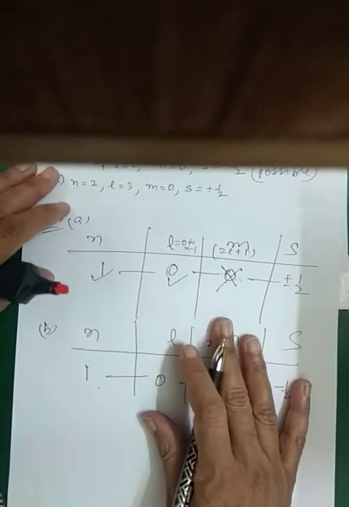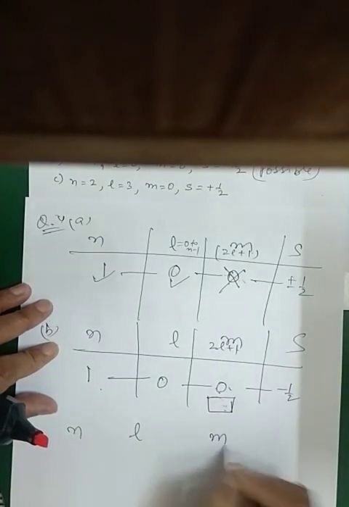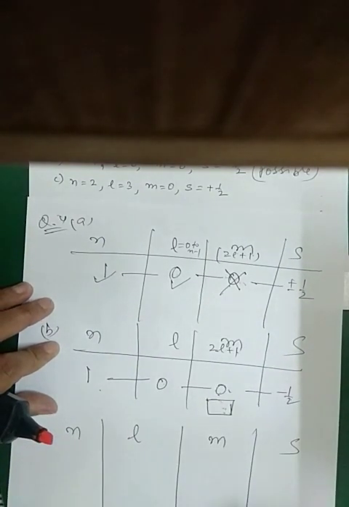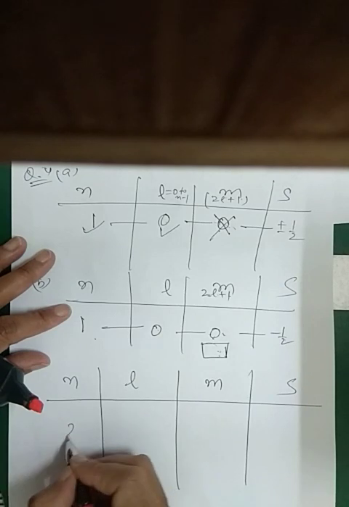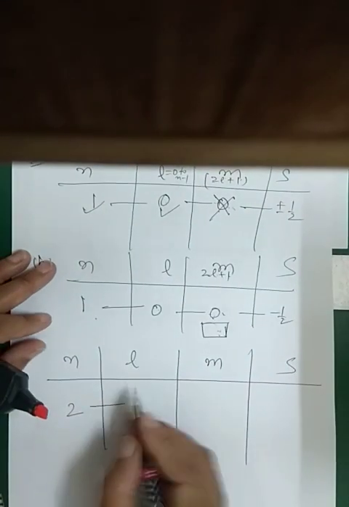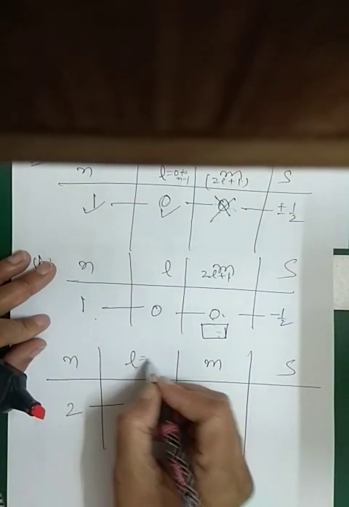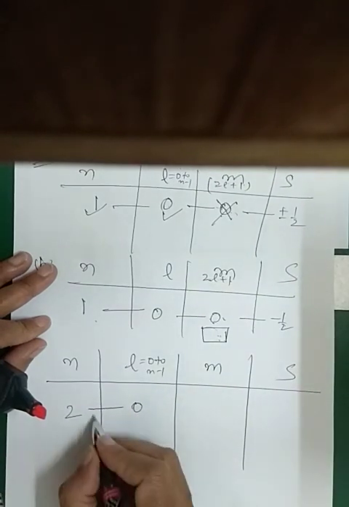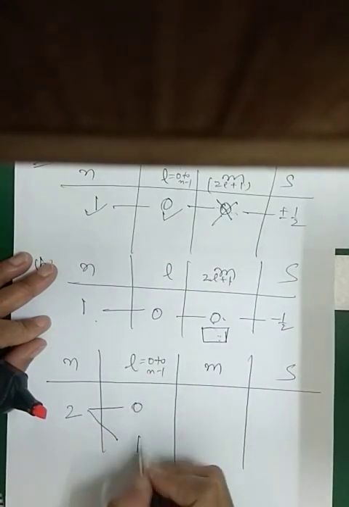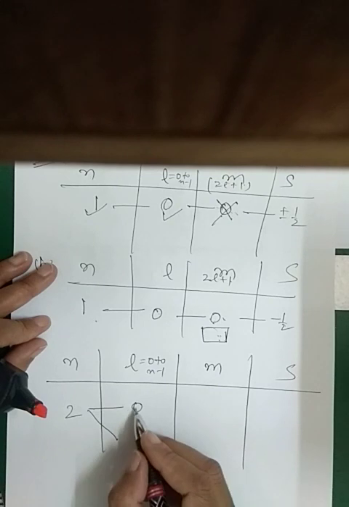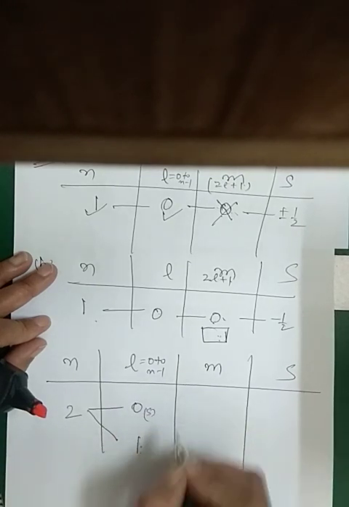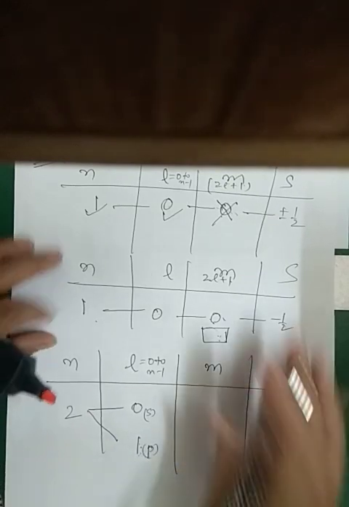Let's take the next one. N, L, M, S. What does it say? N is equal to 2. So we are talking about N is equal to 2. The L values for 2 will be 0 to N minus 1, means 0 to 2 minus 1, which is 1. So for N value 2, there are two possible values of L, 0 and 1. 0 signifies S orbital, and 1 signifies P orbital. Next, M has to be 0 over here.